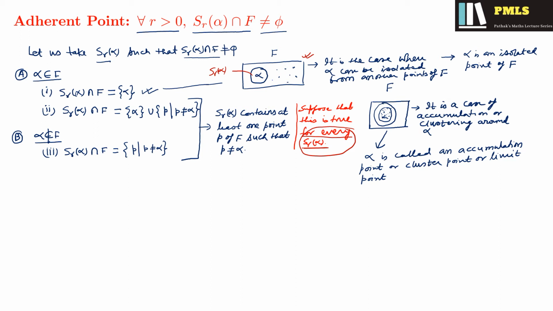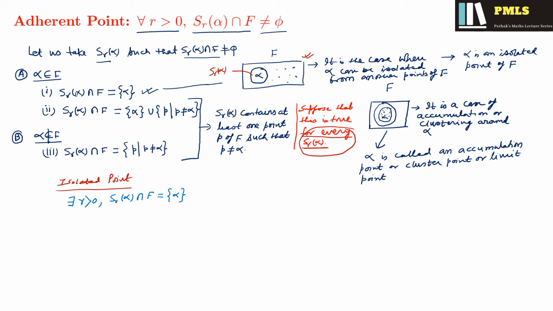Therefore, if in symbols we want to write it, then for an isolated point, in symbols we can say that there exists an r greater than 0 such that S_r(alpha) intersection F is the singleton containing alpha.